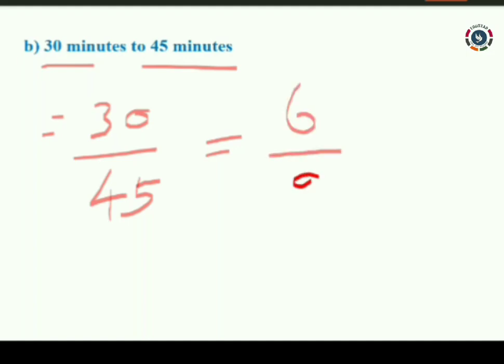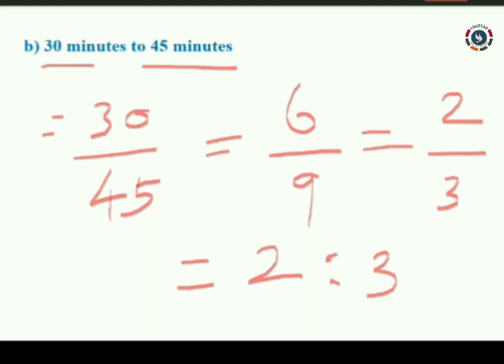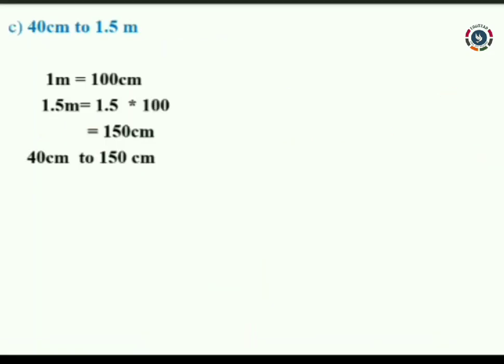Okay, next, now we are going to find the ratio for 30 minutes to 45 minutes. Both are in the same unit, right? So directly you can find the ratio. First step, write it as a fraction. So 30 by 45. Both numbers will be divisible by 5. You will get the answer as 6 by 9. Next, again 6 and 9 will be divisible by 3. You will get the answer as 2 by 3. 30 minutes to 45 minutes is equal to the ratio 2:3.